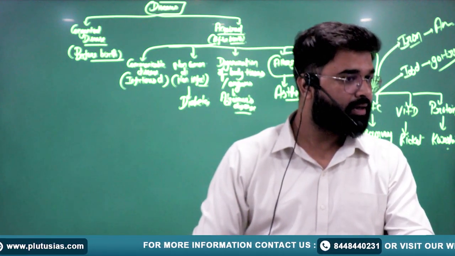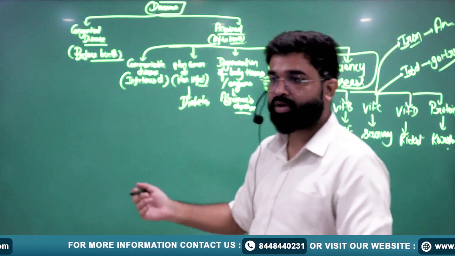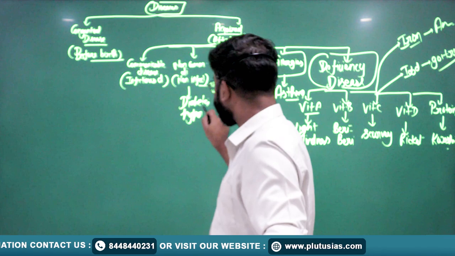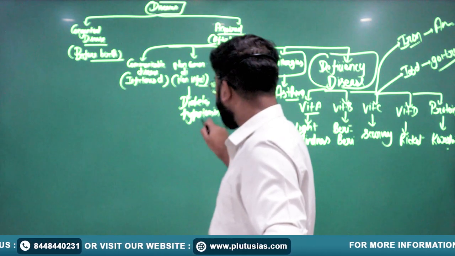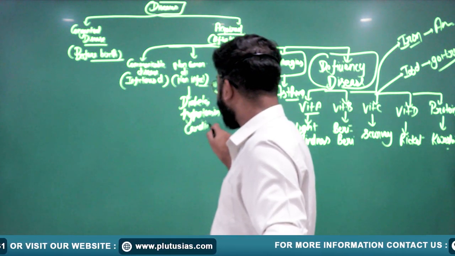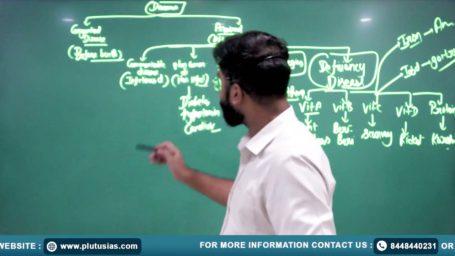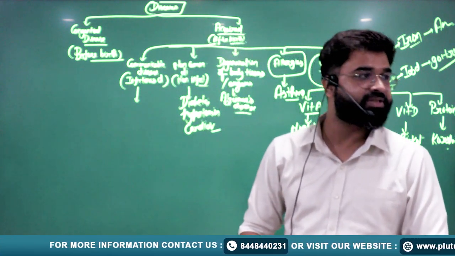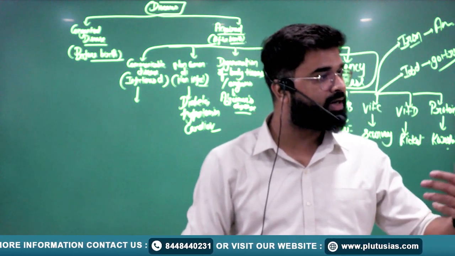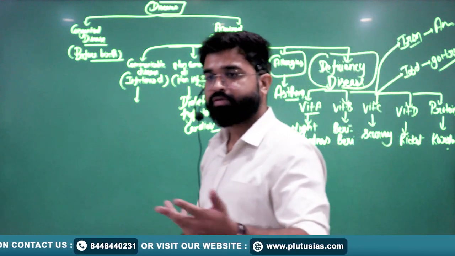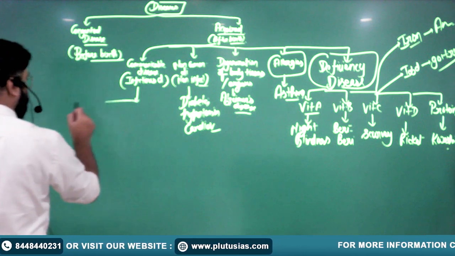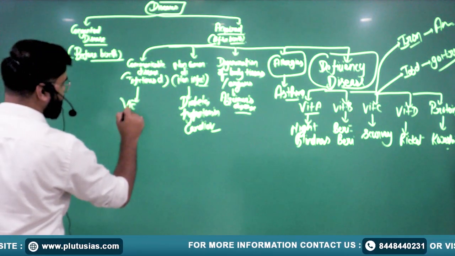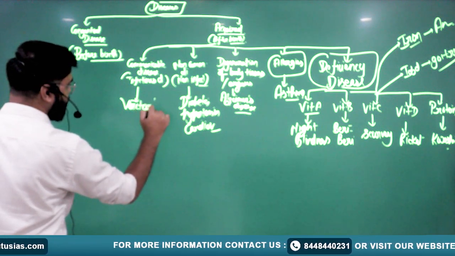Yes? Hypertension. Cardiovascular disease. Yes. Okay. Communicable disease. What is communicable disease or infectious disease? From one person to another person. Yes. Or vector-borne disease. So, isme vector-borne bol sakte ho aap. Communicable disease is nothing but the vector-borne disease.